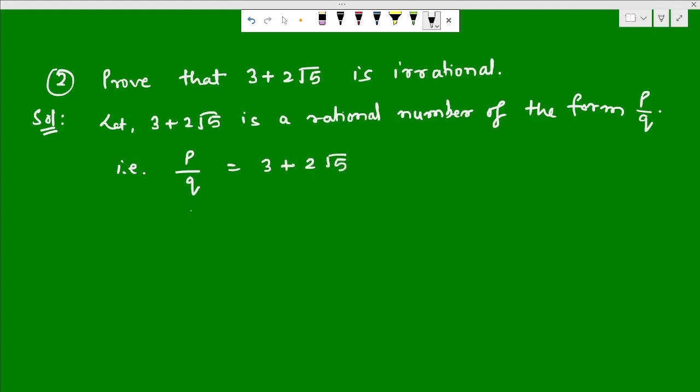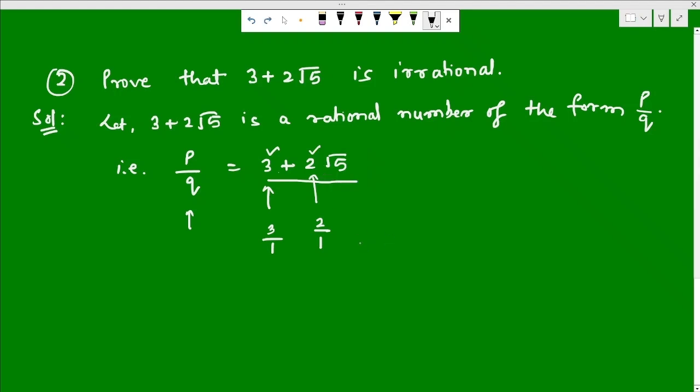See here, p upon q, this LHS is a rational number, and in RHS we have this 3 as a rational number, and this 2 is also a rational number, as 3 can be written as 3 upon 1 in the form of p upon q, where p and q are integers. This 2 can also be written as 2 upon 1. So this is also a rational number, but this root 5 is an irrational number. So what process do we follow?